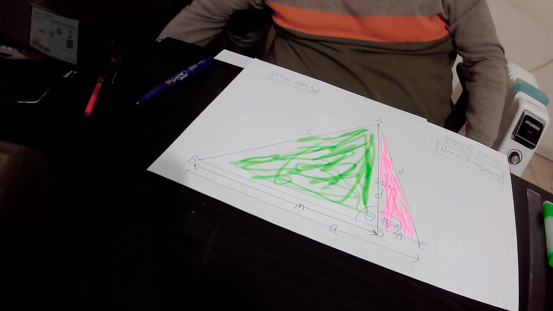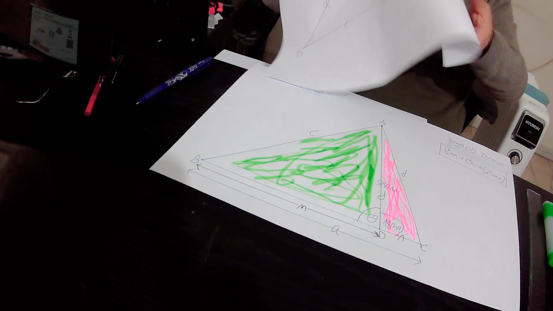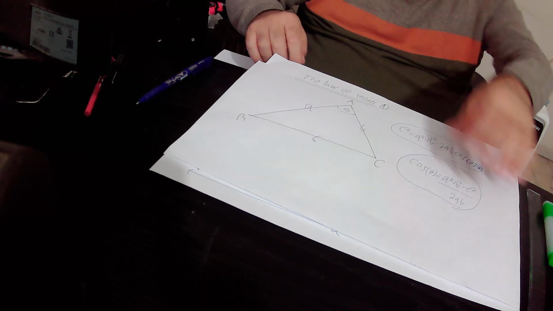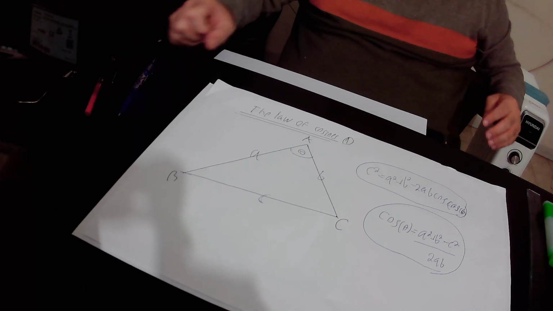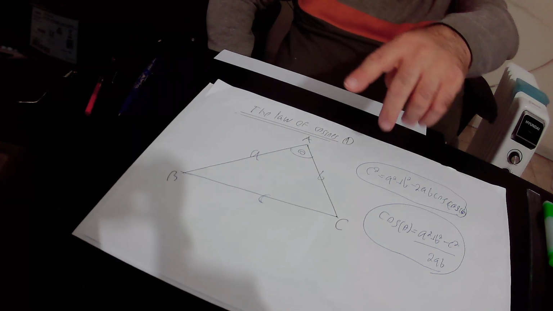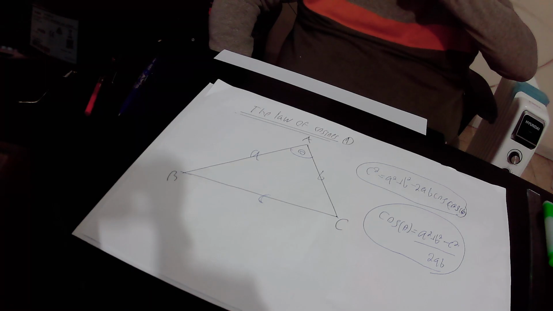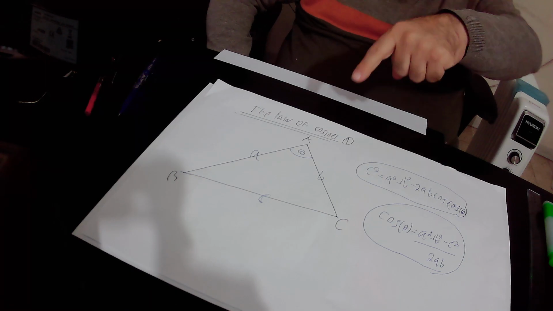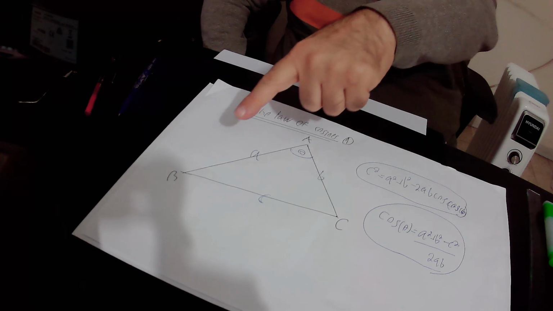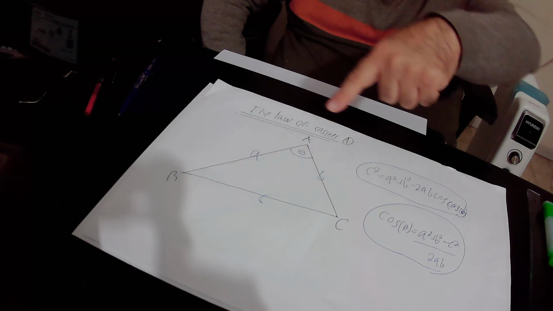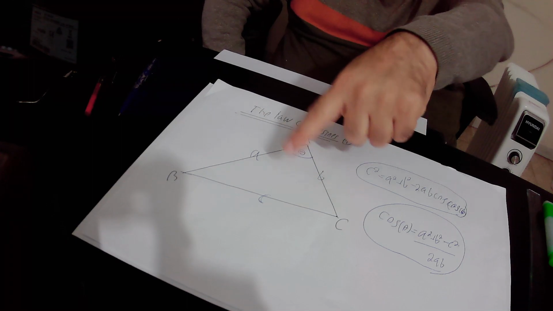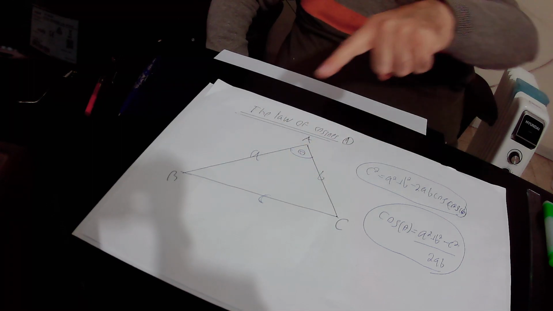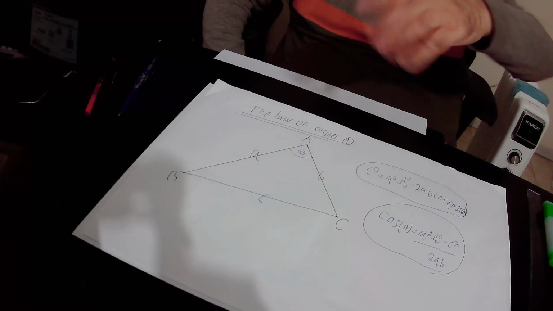I will remind you what is the law of cosines. The law of cosines is true in any triangle, so this triangle, triangle ABC, could be any triangle. We know that the length of side AB equals A units, side AC equals B units in length, and side BC equals C units in length, and this angle BAC equals theta.